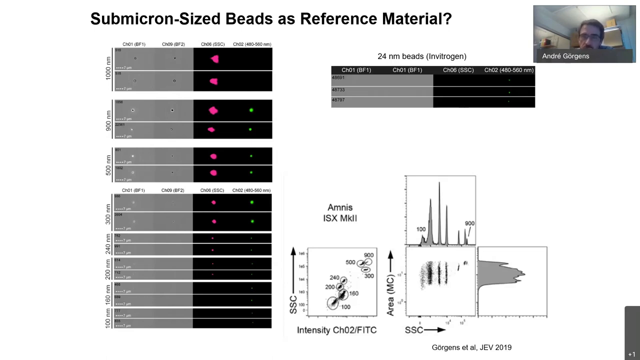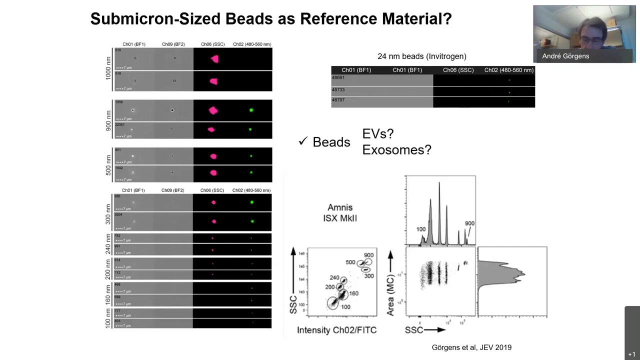That's basically the conclusion. The thresholding works in this system on all channels simultaneously, automatically. So you don't set a threshold channel or trigger channel manually. It's automatically recording any event that is bright enough in any channel above the pixel values of the background. So that said, you can nicely identify or measure beads that are submicron sized.